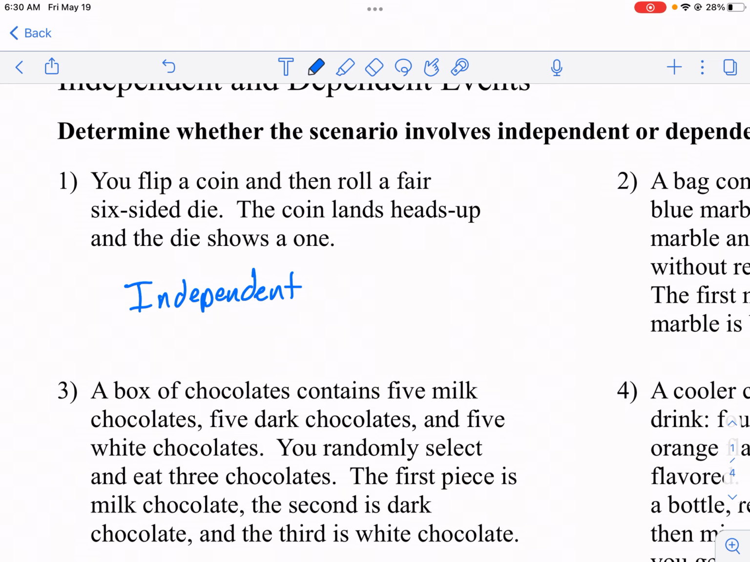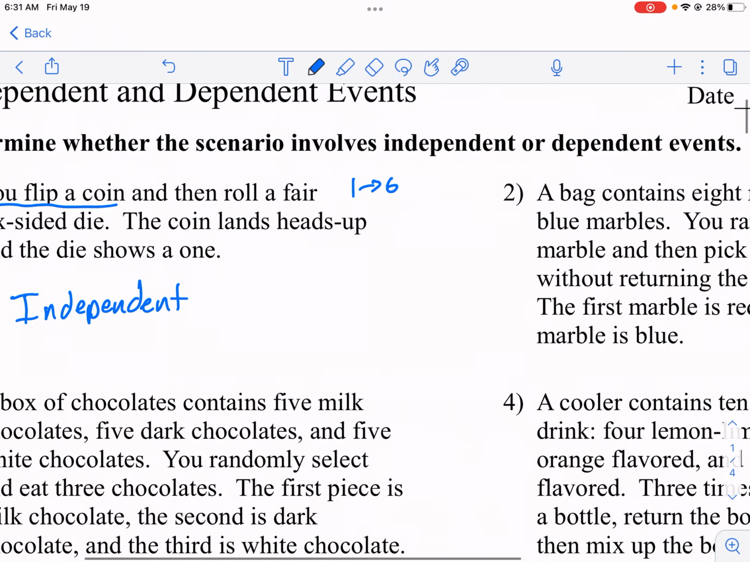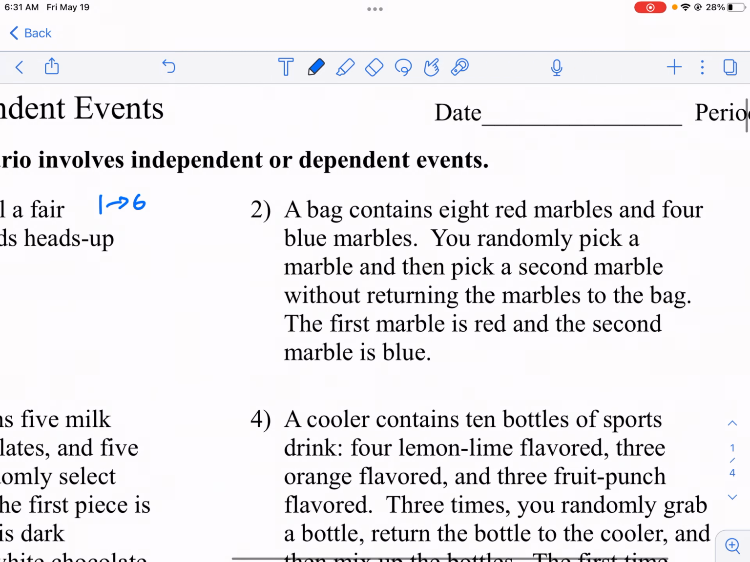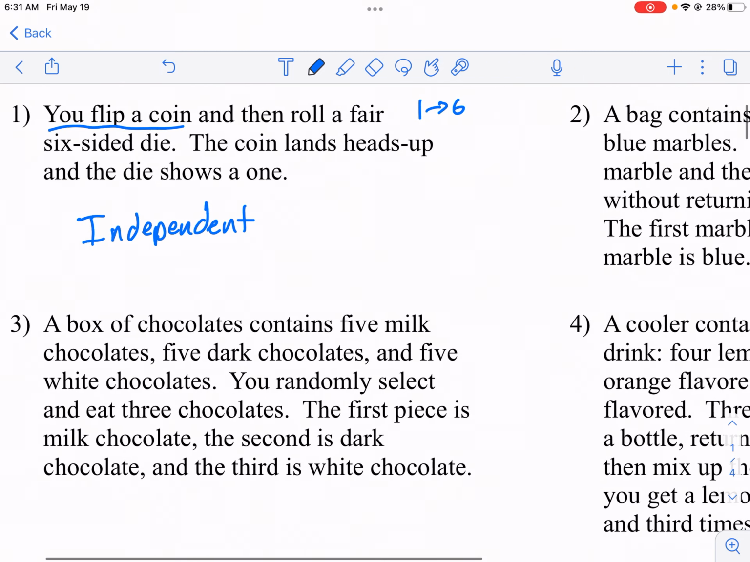If you flip a coin, it's going to be 50-50, heads or tails. If you roll a die, it's going to be either 1 through 6. But these two events do not impact each other. The die is going to be 1 through 6 no matter what, and the coin is going to be heads or tails, and neither impacts the other. So this is independent.